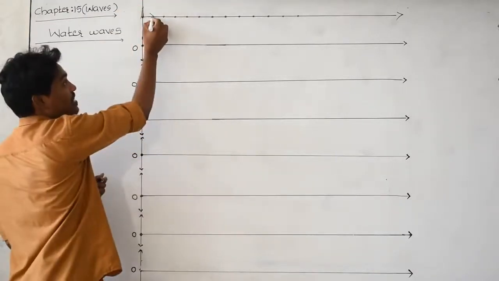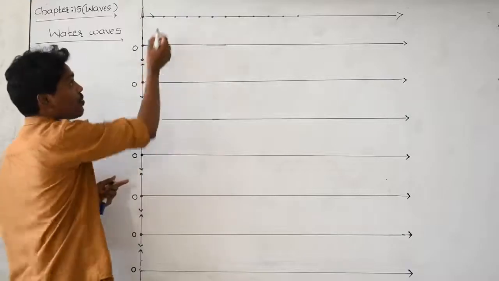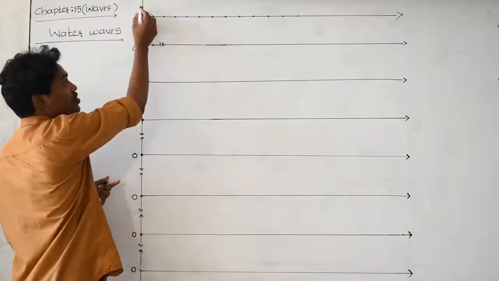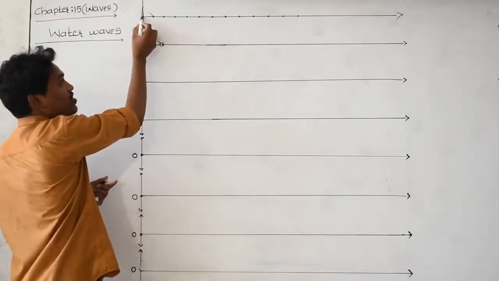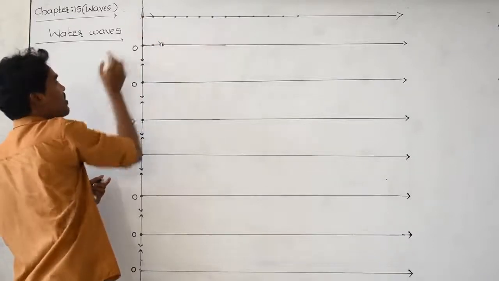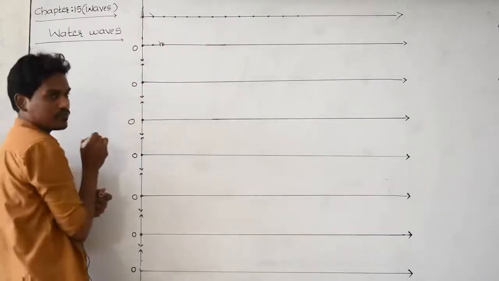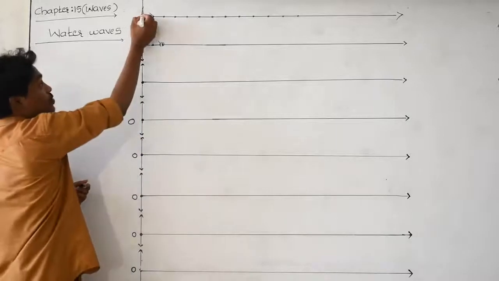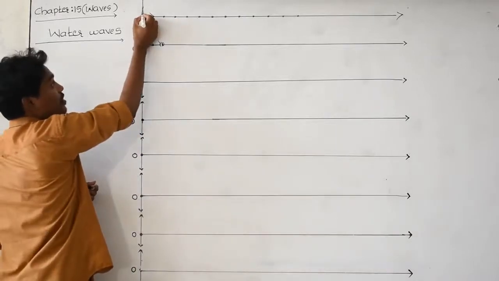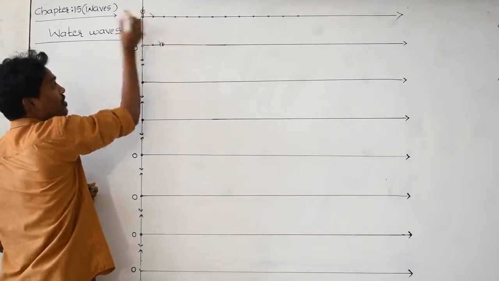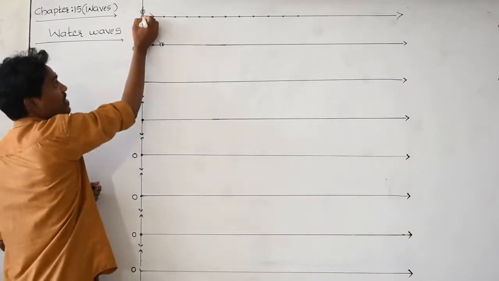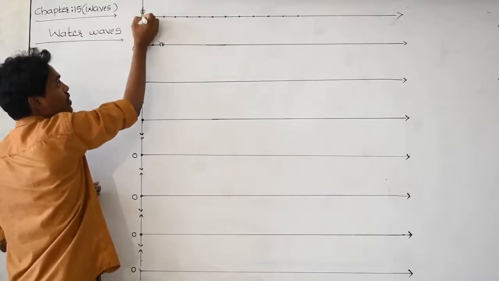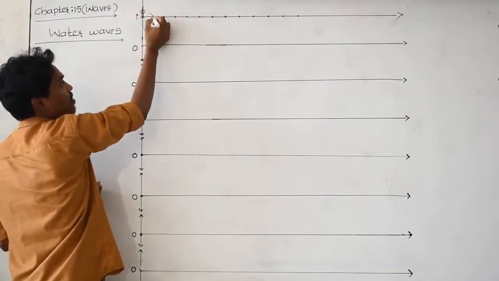And the second particle is at rest. How come? It is not moving, because it is not disturbed by the stone. This first water particle is disturbed by the stone, that's why it starts vibrating like this. This water particle is moving to this point. What is the reason? It is disturbed by the stone, that's why it is moving up. And the second water particle is at rest.